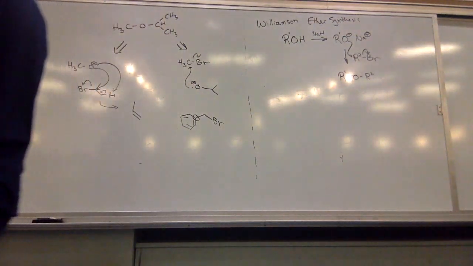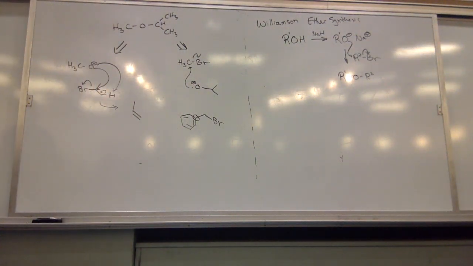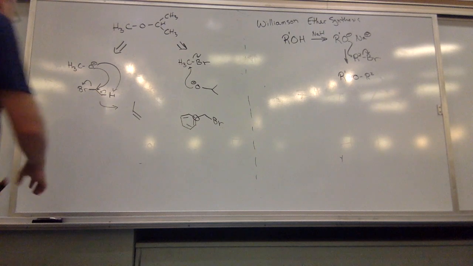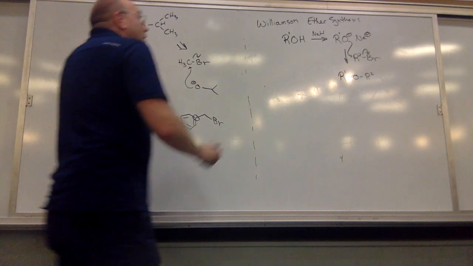Since Williamson ether synthesis requires that we have a halogen, let's now discuss what if we didn't have that halogen, we had to make it. We know how to take an alcohol and turn it into the alkoxide. If we had an alcohol, how might we make a halogen? They're obviously versatile. How do we do that?